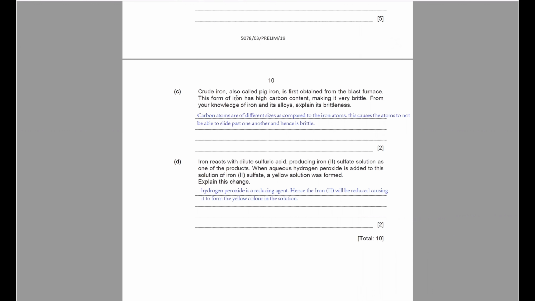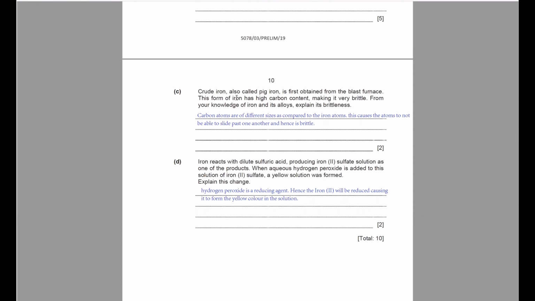So you say crude iron, sorry. Crude iron is also called pig iron. So it's first obtained from the blast furnace. This form of iron has a high carbon content, making it very brittle. They want you to use your knowledge of iron and alloys to explain why pig iron is very brittle.